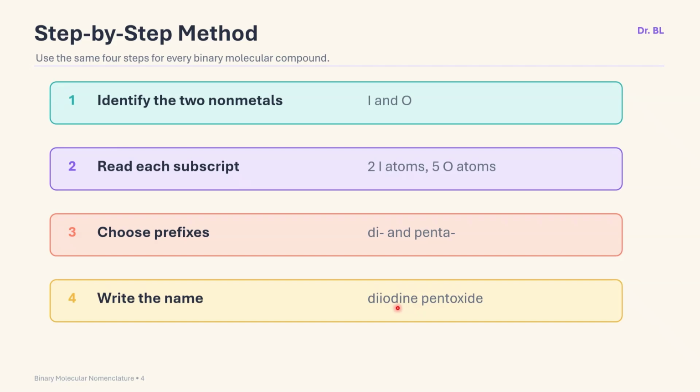Now let's combine the prefixes and the name. This is diiodine and pentaoxide. Penta, P-E-N-T-A, and then oxide. You can see two vowels, A and O, next to each other. So omit the first vowel. Then pentaoxide becomes pentoxide, diiodine pentoxide.